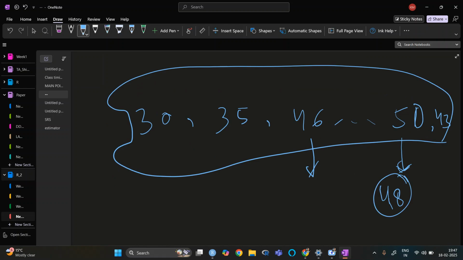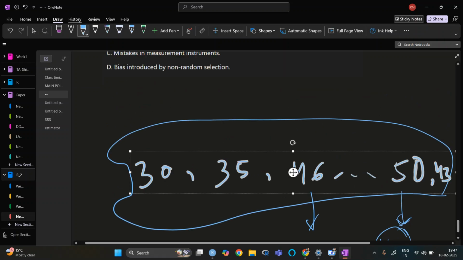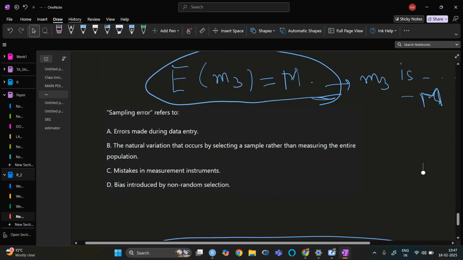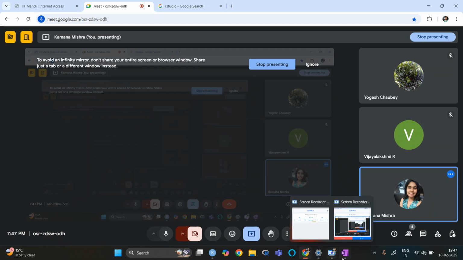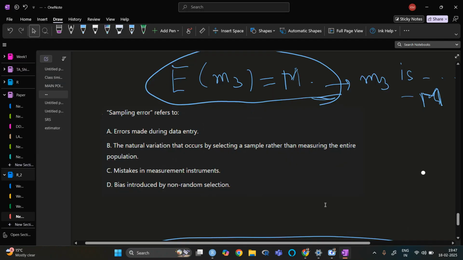So now the population or whatever samples we have taken, if the data entry is wrong, we need to do all the calculation again. So it is not the sampling error, it is the error which we cannot ignore. Sampling error is basically which we try to reduce.